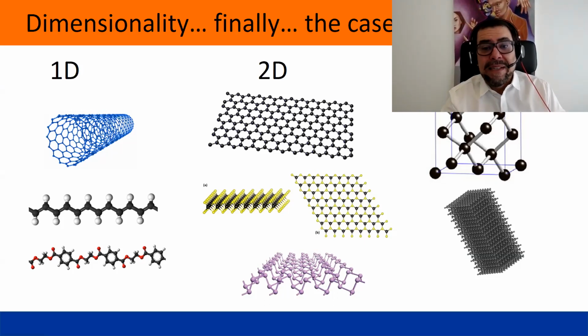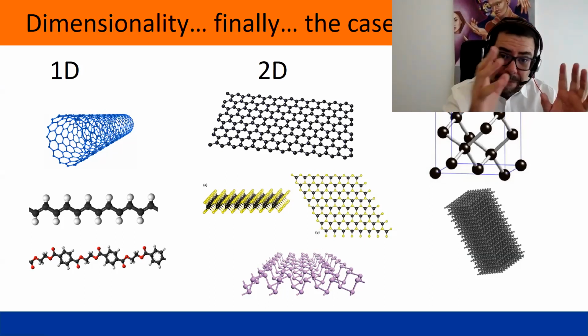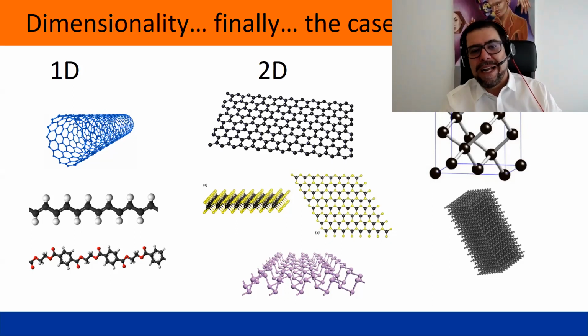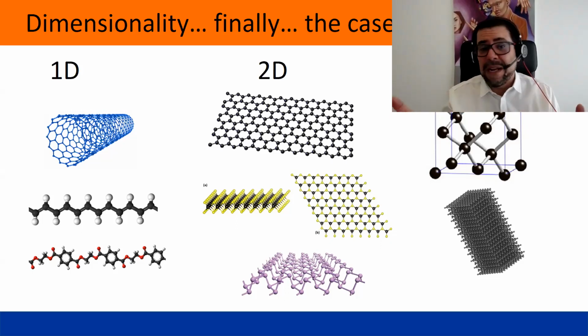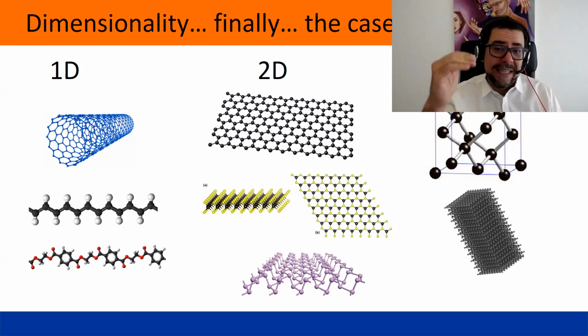But all these materials, from the perspective of what I told you so far, can be metals or insulators or semiconductors. They can be 1D, 2D, 3D, it doesn't matter. It just depends on whether the Fermi energy lies within the band or lies in between bands.